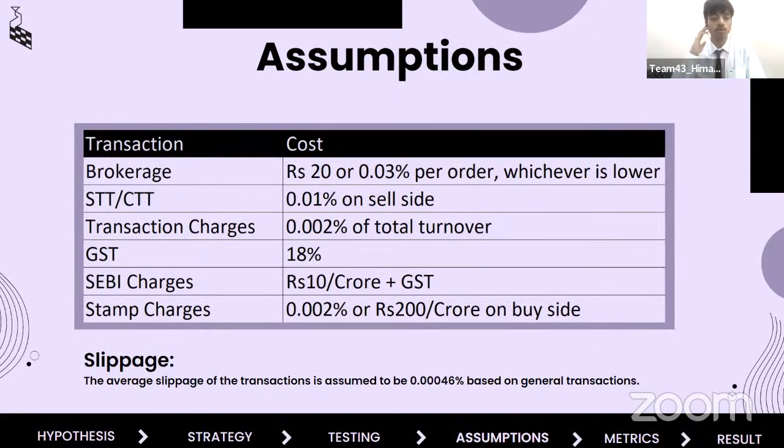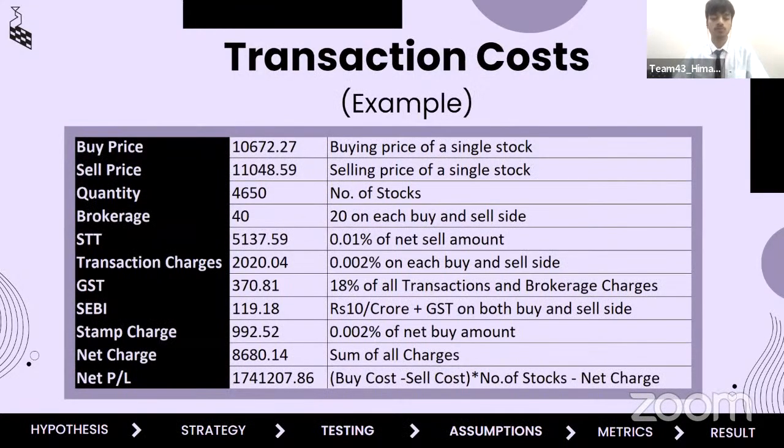Now we come to the assumptions. These are the kinds of transaction charges we assume while we trade: brokerage, STT, CTT, transaction charges, GST, SEBI charges, and stamp charges. We keep the slippage at 0.00046%. This is an example of the transaction costs that we encounter.